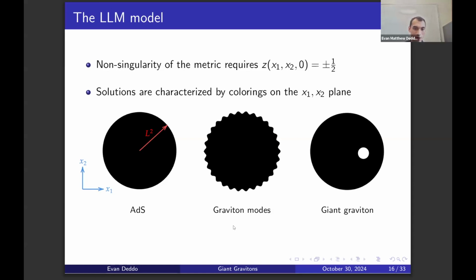So in this description, AdS is just given by a circle with radius related to the AdS radius. Gravitons are fluctuations of this circle, so this would be like some KK mode of large n, large order. And then we can think about giant gravitons as being holes inside this AdS disk, and the maximal giant will actually sit at the center of the disk.